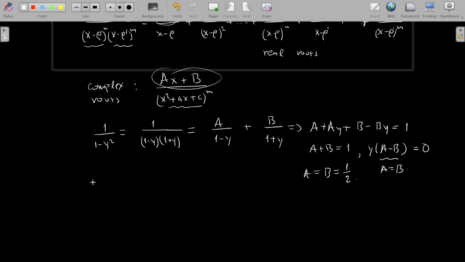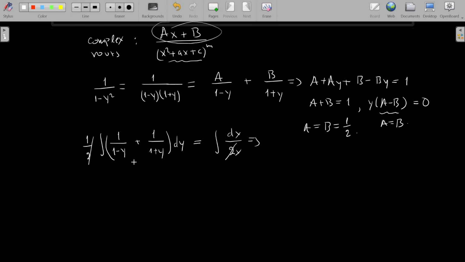So the integral is going to be written as 1/2 times the integral of (1 over 1 minus y plus 1 over 1 plus y) dy, which is equal to dx over 2x. The 1/2 and 1/2 go away, and we take the integrals, which are much simpler than the previous one.